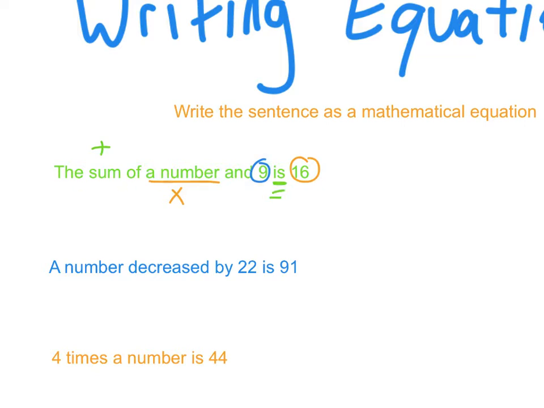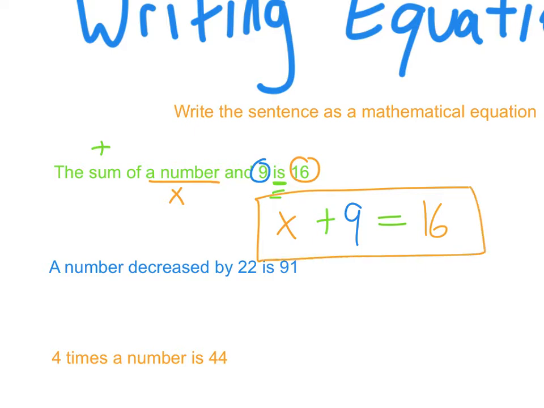All right, so let's piece it together. The sum of a number and 9. To me, that means the sum of 2 things. What are those 2 things? A number and 9. And then they say that sum of a number and 9 is 16. Is, we said, means equals, and then we have 16. That would be the equation right there, okay?